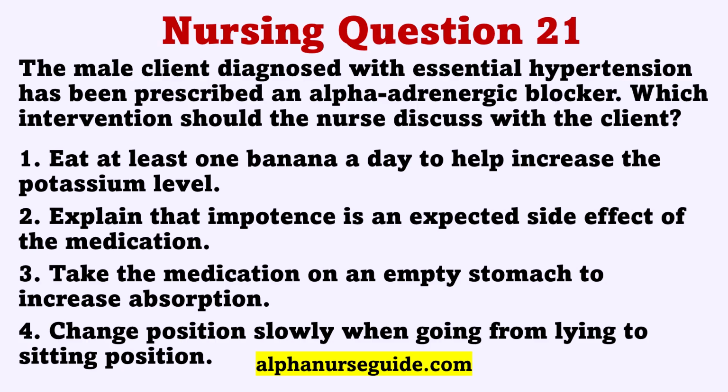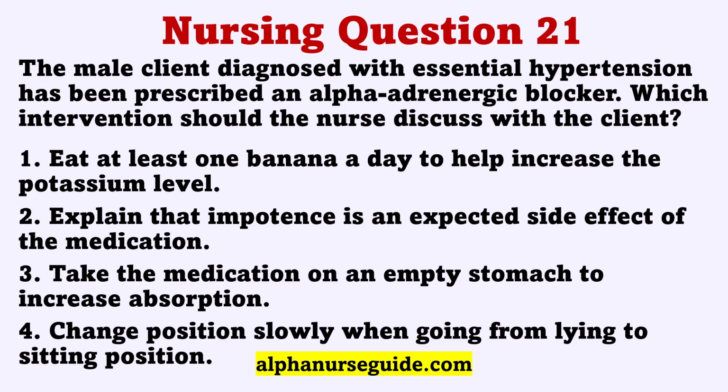The male client diagnosed with essential hypertension has been prescribed an alpha-adrenergic blocker. Which intervention should the nurse discuss with the client? 1. Eat at least 1 banana a day to help increase the potassium level. 2. Explain that impotence is an expected side effect of the medication. 3. Take the medication on an empty stomach to increase absorption. 4. Change position slowly when going from lying to sitting position. The correct answer is 4. Change position slowly when going from lying to sitting position.